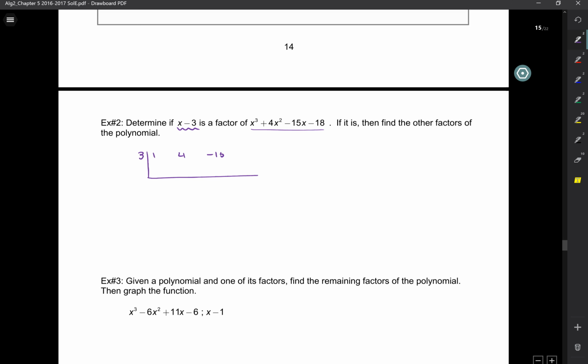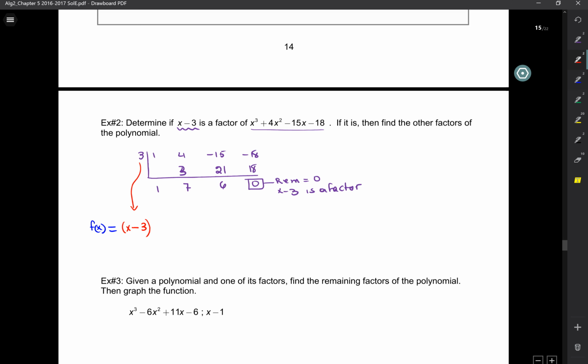1, 4, negative 15, negative 18. 1, 3, 7, 21, 6, 18, 0. Okay, because the remainder is 0, x minus 3 is a factor. Now, that means I can write this like this. f of x is equal to, from here, x minus that number 3.